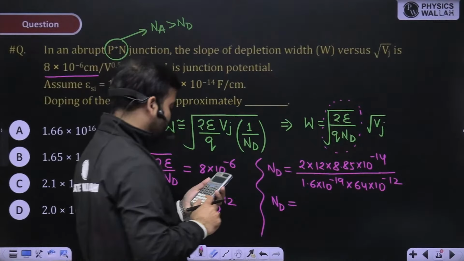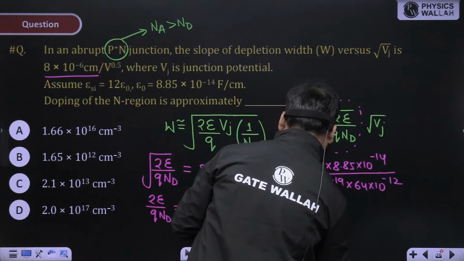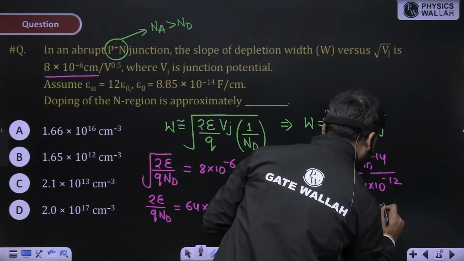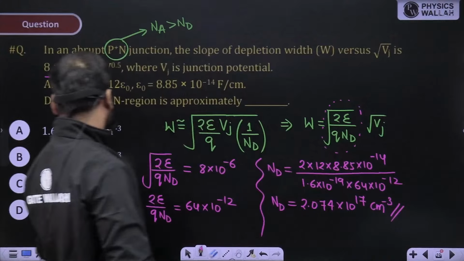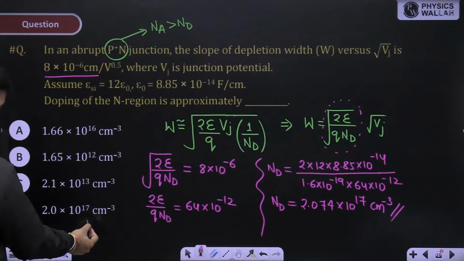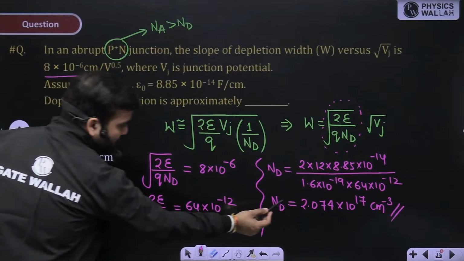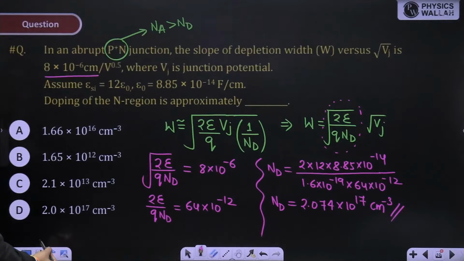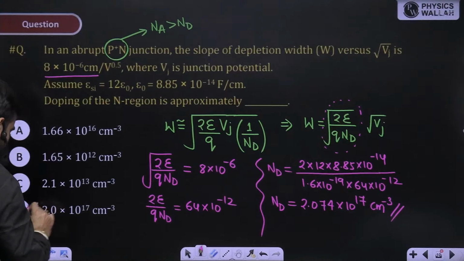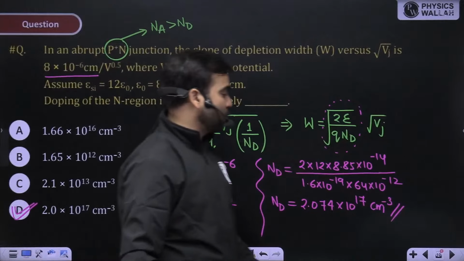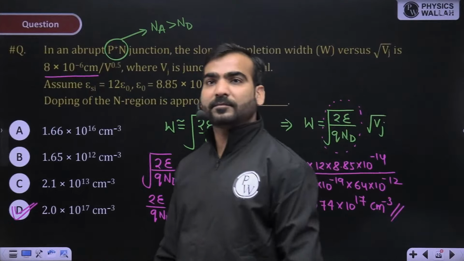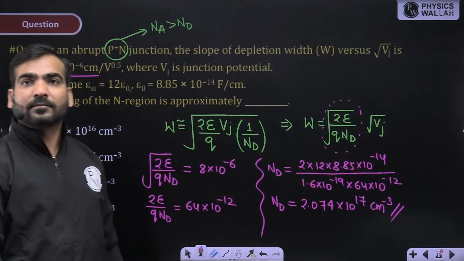So it is 2.074 into 10 to the power of 17 per centimeter cube. So 10 to power 17, over here we are having roughly 2.0. First of all you have to identify 10 to power 17. So this is the nearest answer, D, and D is equal to 2.0 into 10 to power 17. Clear? Okay.